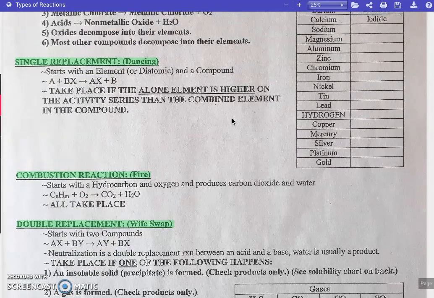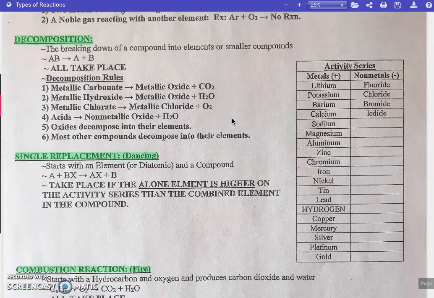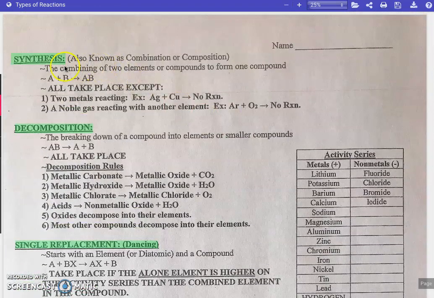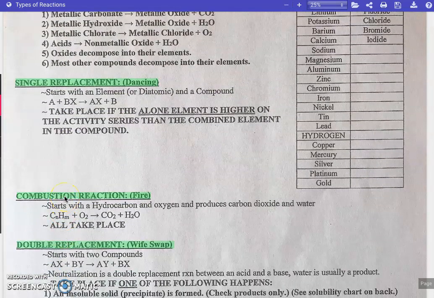If you don't have the capabilities, you may just have to reference back to it whenever you can. If you look at it here on this cheat sheet, I have highlighted the five different types of reactions. Going over them quickly, we have synthesis, decomposition, single replacement, combustion, and double replacement reactions.